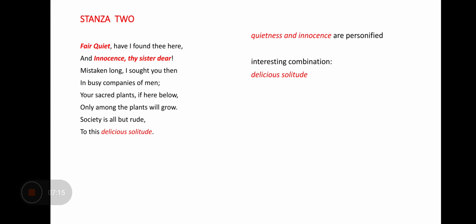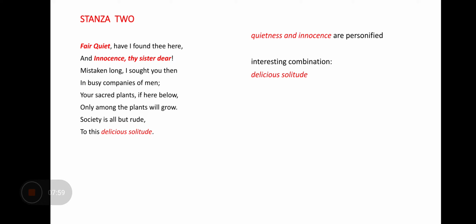Let's read stanza 2. Here the poet personifies quietness and innocence. He calls quietness and innocence sisters. He says, "Fair quiet, have I found thee here, and innocence, thy sister dear. Mistaken long I sought you then in busy companies of men. You sacred plants, if here below only among the plants will grow, society is but rude to this delicious solitude."